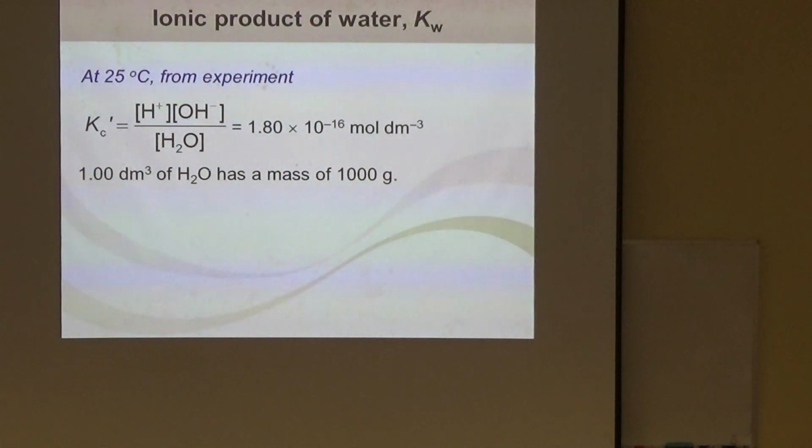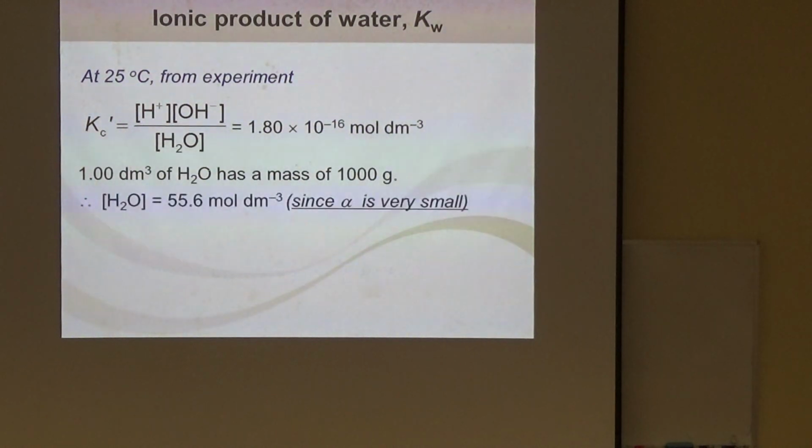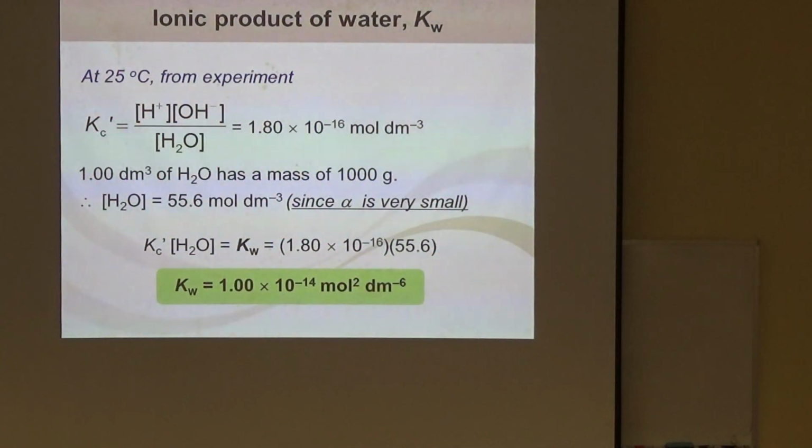Water has a density. 1 kg of water has a mass of 1000 grams. So the concentration of water is actually 55.6. Okay, you can work it out. So Kw is actually 1 × 10 to the power minus 14. Again, you need to know how to derive this, but you need to know that last one.